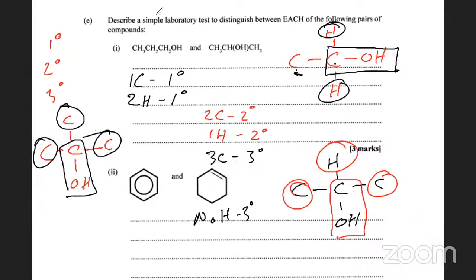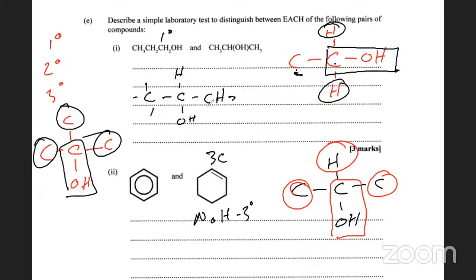All right, with that said, let us answer the actual question. So ethanol is a primary alcohol. And if I should draw out the structure of this compound here, CH3, CH2, CH, OH, CH3. So clearly, this is a secondary alcohol because one hydrogen is attached to it, or in terms of carbon, two carbons. So we have a primary alcohol and a secondary alcohol.